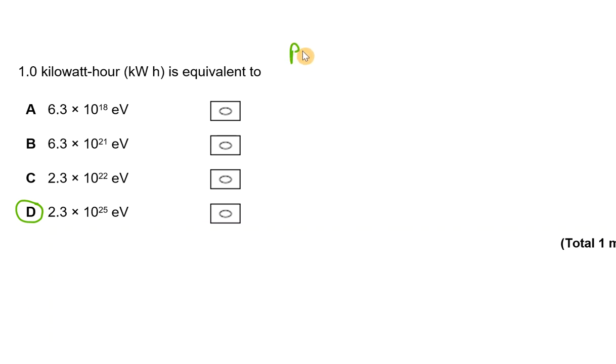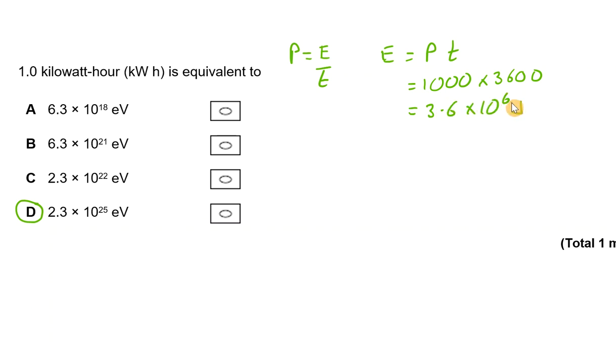Well, we know that power is equal to energy over time. So energy equals power multiplied by time. In this particular case, the power is in kilowatts, so that's 1,000 watts. And the time is in hours, so that's 3,600 seconds. If I put that into my calculator, I'll get an answer of 3.6 times 10 to the 6 joules.